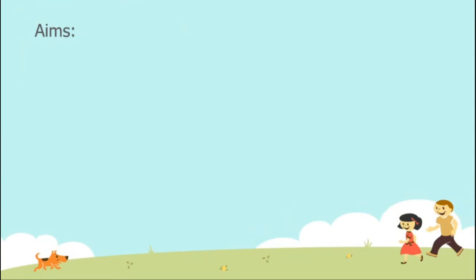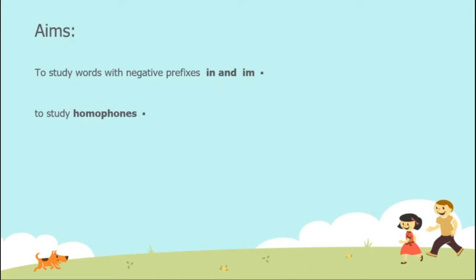Our aim in this lesson, we are going to study words with negative prefixes in and im, to study homophones, to pronounce and spell correctly words with CI and TI sounding sh.